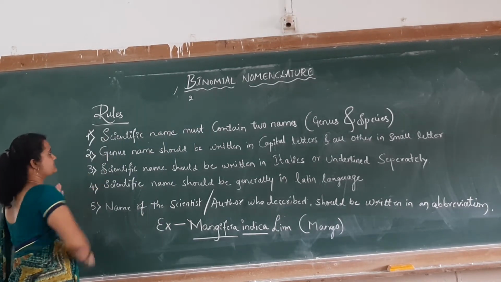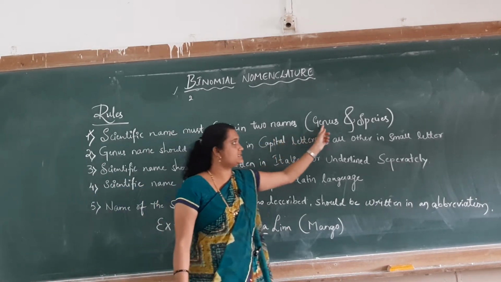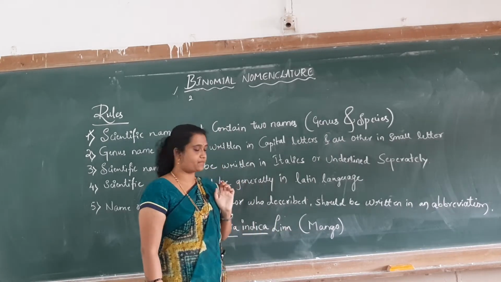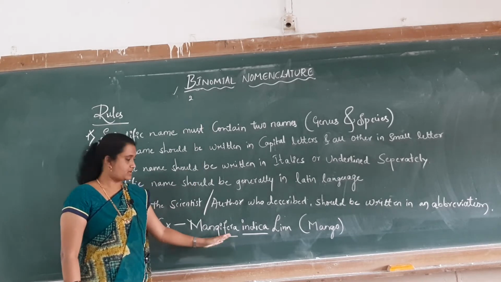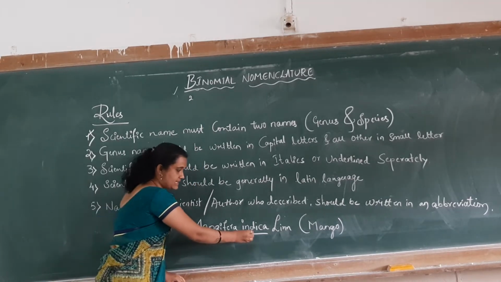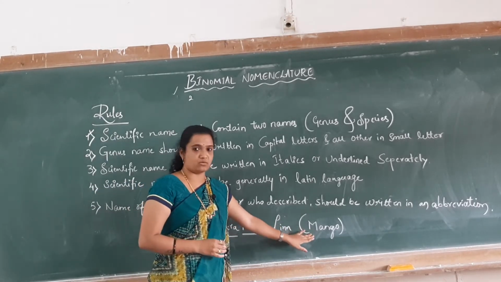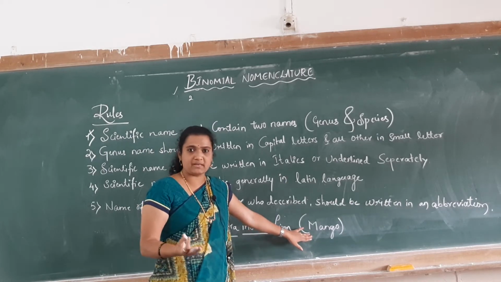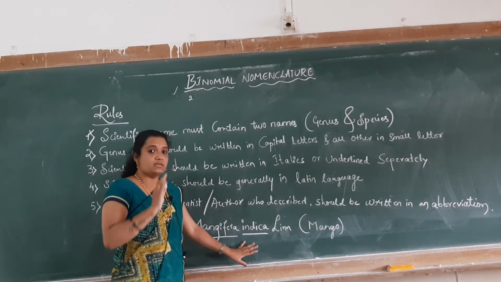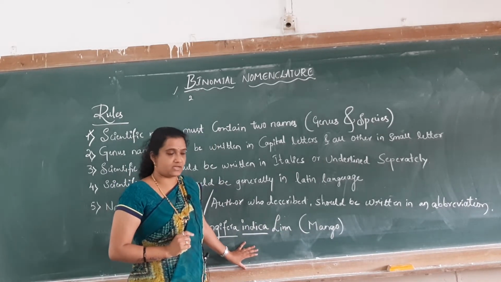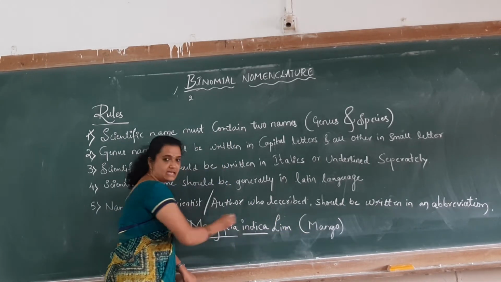The first one is that the scientific name must contain two names, that is genus and species. With an example, I am going to explain the rules. Mangifera indica is the scientific name of mango. Commonly we say mango, but different people living in different areas may not understand what mango is. But if you give the scientific name, everyone will understand. The scientific name of mango is Mangifera indica.